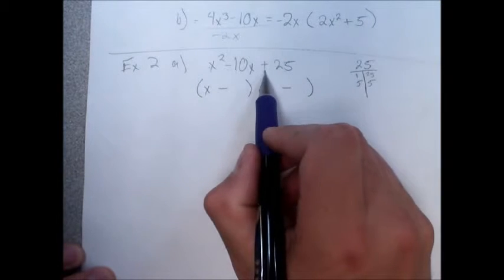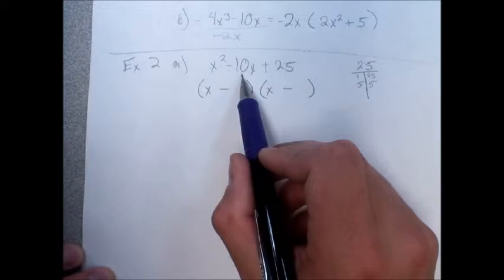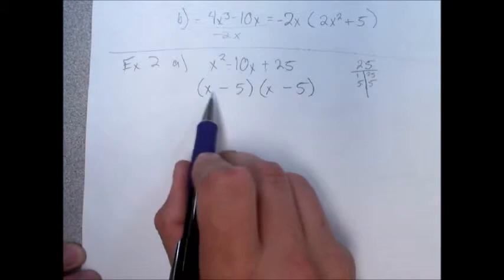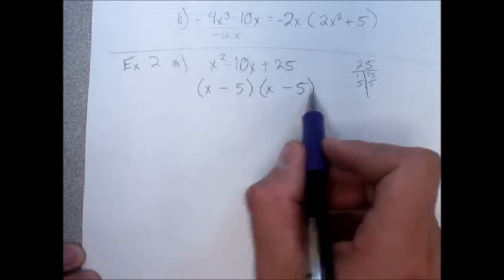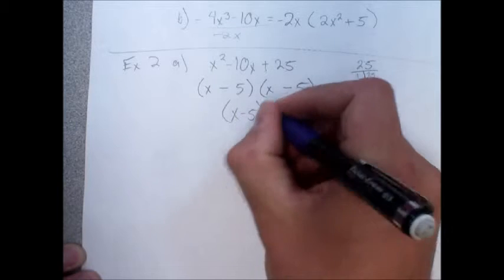Since it was same sign sum, I need to figure out which of these add up to give me that middle term. 5 and 5. So there's really no question here. I ended up with something that looked like x minus 5 times x minus 5. Simplified, that would look like this, x minus 5 squared.